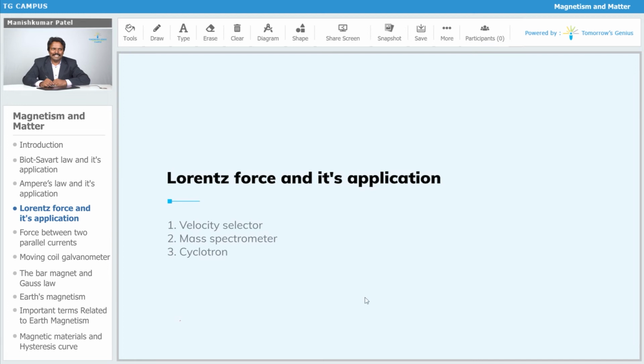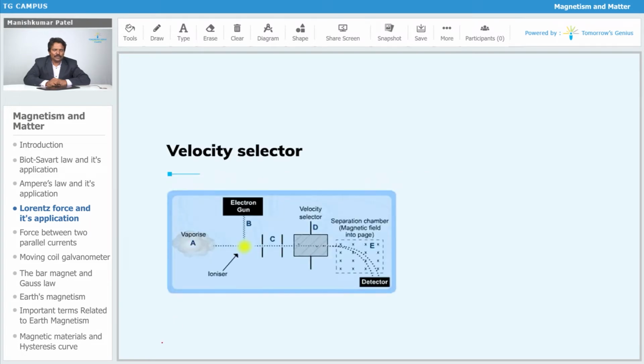Now we will see the different applications of this Lorentz force. The first one is a velocity selector, then the mass spectrometer, and then the cyclotron. So these are nothing but the various applications. The first one is the velocity selector.